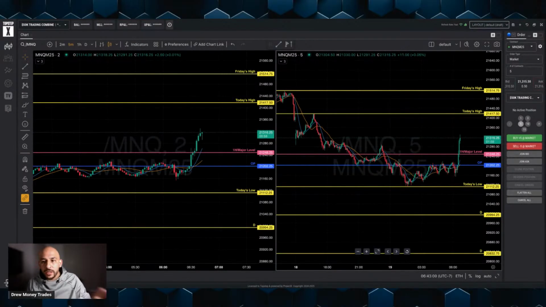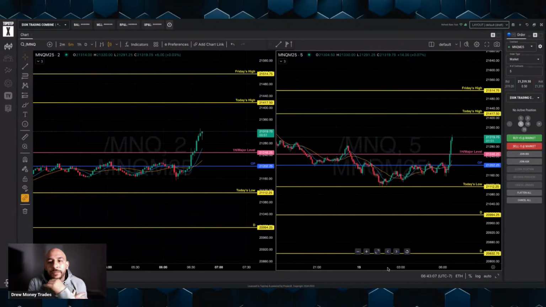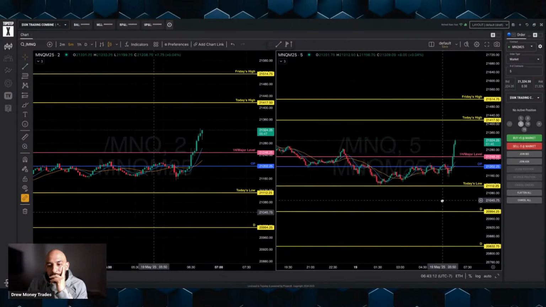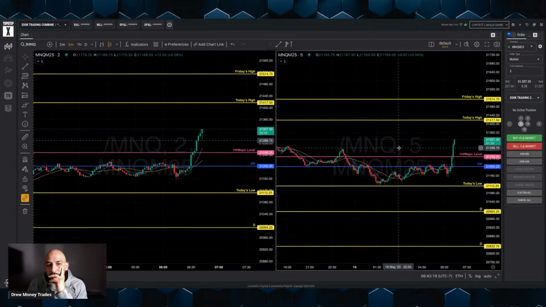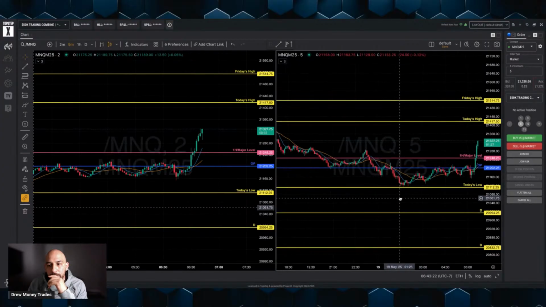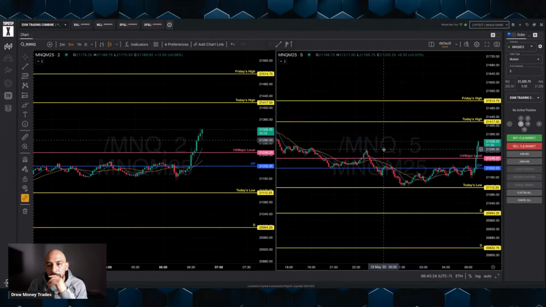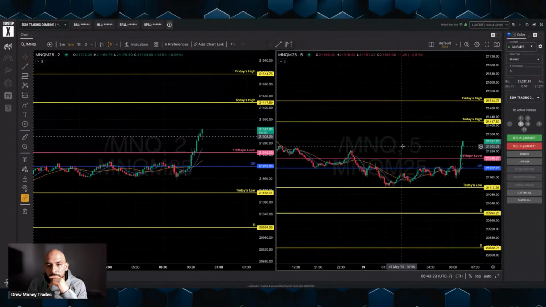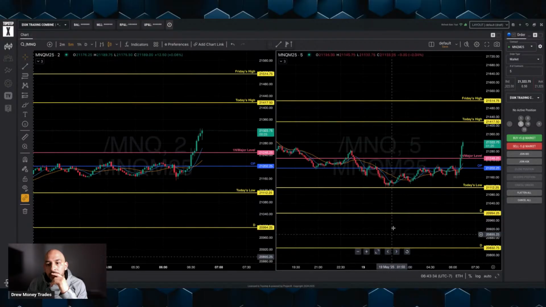You just never know. So you just got to be patient. All it takes is one trade, one setup. It's almost perfectly retested this area. But I'm going for 75 points. In this case, there's enough room to go to today's high.